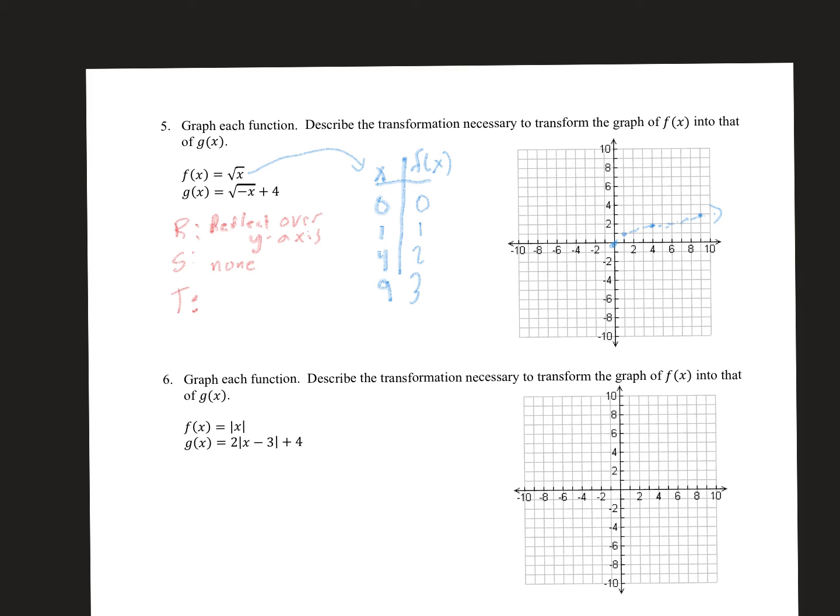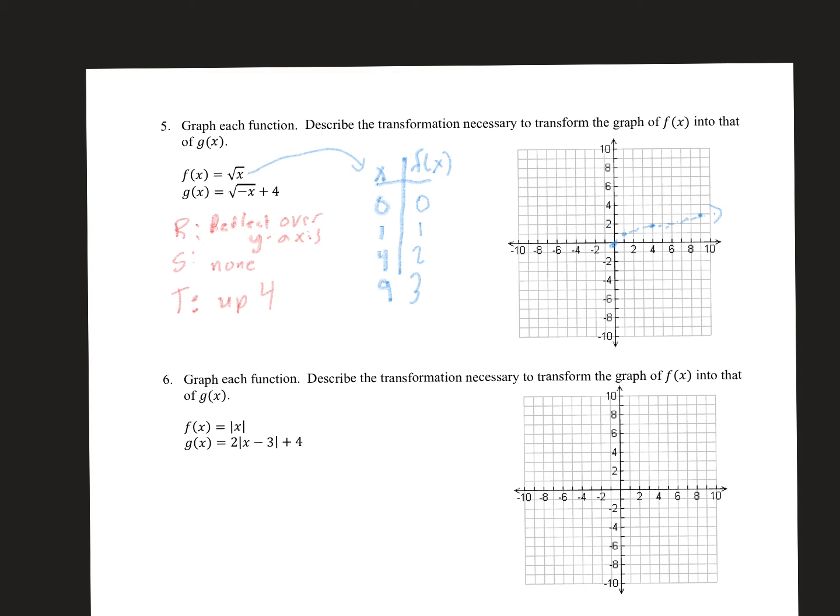And then the translations, if there's something being added or subtracted underneath the square root, then that would be either moving to the left or right, depending upon if it's a plus or a minus. Since it's on the outside, it's either going to be moving up or down, depending upon if it's a plus or minus. Since it's a plus, it's going to move it up 4. If it was a -4, it would move it down 4.